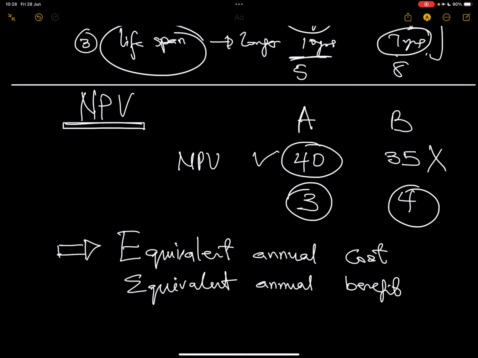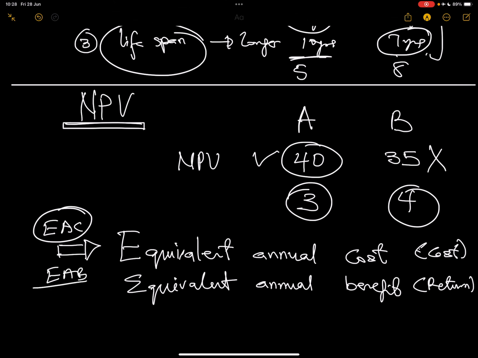The only difference is that if your net present value is negative, which means it gives you a net cost, then that is EAC. Yeah, that is called EAC. And if your net present value is positive, which means it is a return, then that is EAB. But it's the same concept, because the question is, how do you calculate this? What we are saying is that your NPV over 3 years is 40. Your NPV over 4 years is 35.